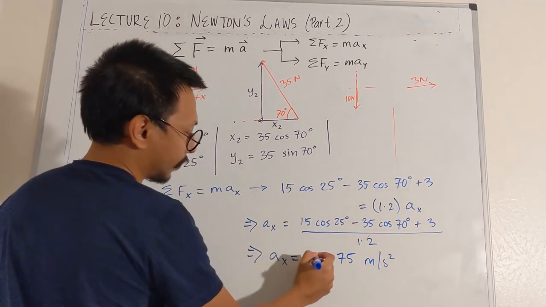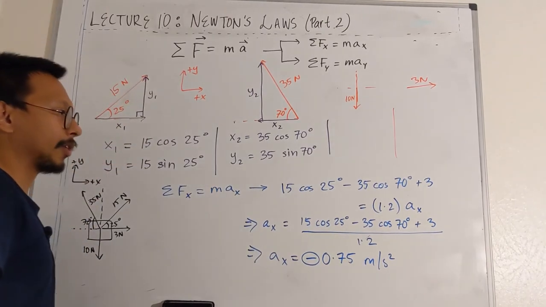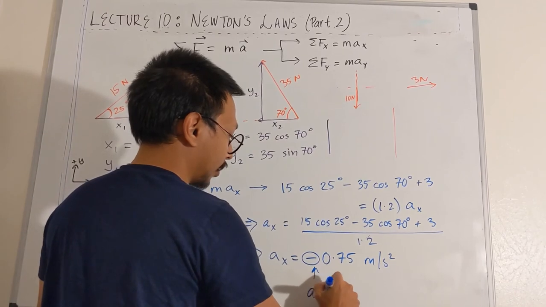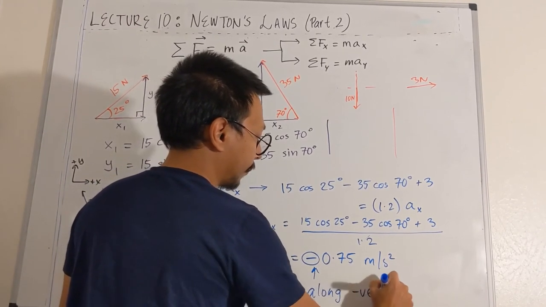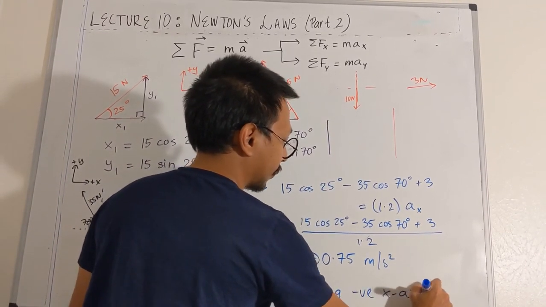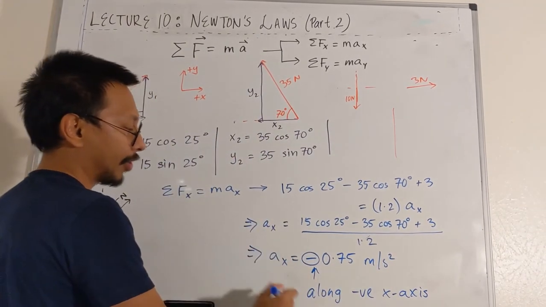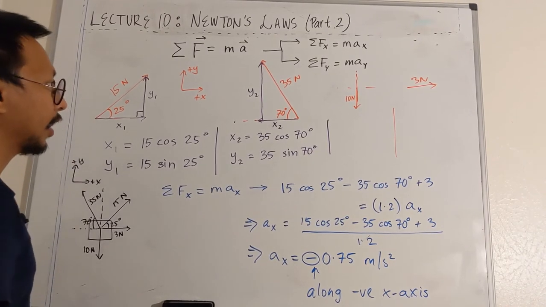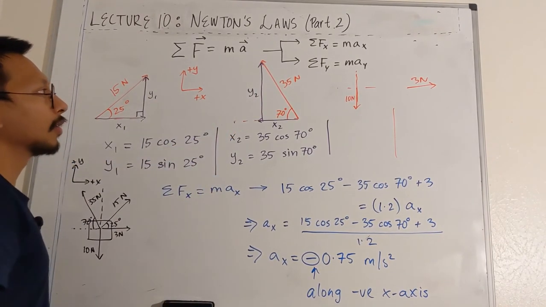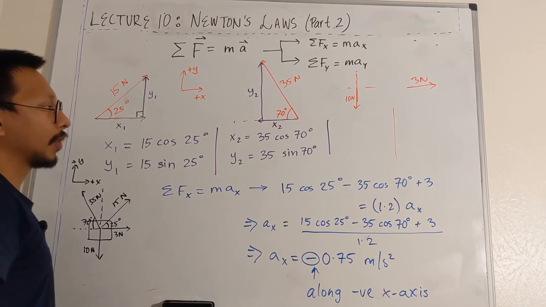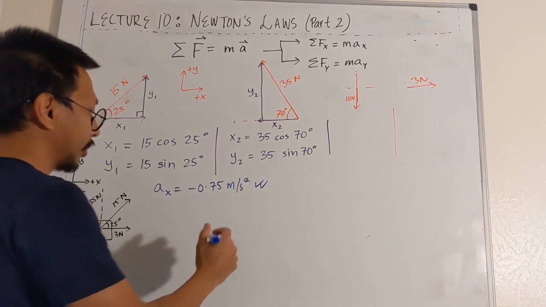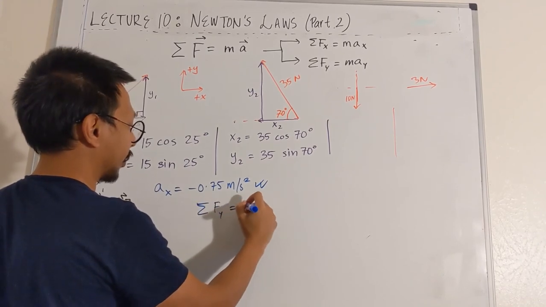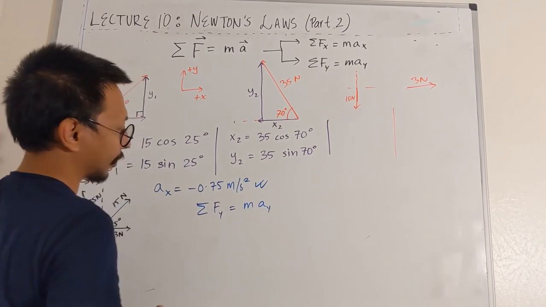So ax turns out to be negative 0.75 meters per second squared. This negative just tells me that acceleration in the x direction is along the negative x-axis. So the x component of acceleration is directed along the negative x-axis. Now let's move on and similarly write down our equation in the y direction. For the y direction, we have summation of f in the y direction is equal to m times a in the y direction.